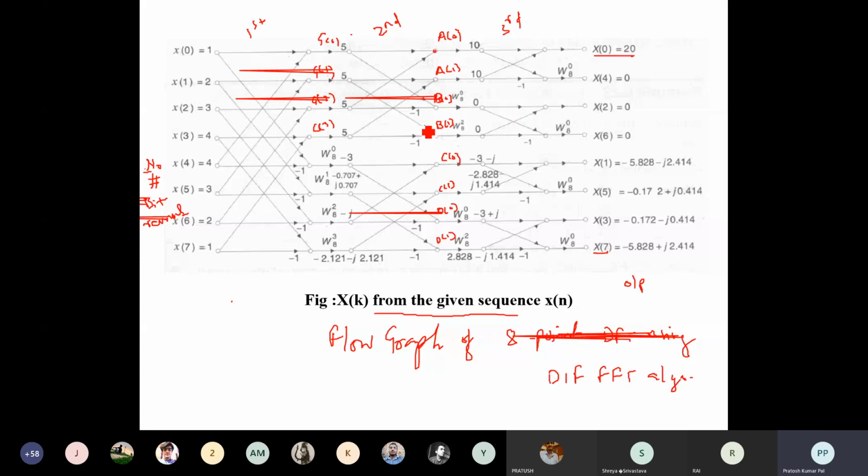Okay, so once we have got these values A0, A1, these values will be further used to find X0, X1, X2, and X4. We will see this with the help of this flow graph. Once we have drawn the flow graph, we can find the different values. So we will be finding G0, G1, G2, G3, H0, H1.